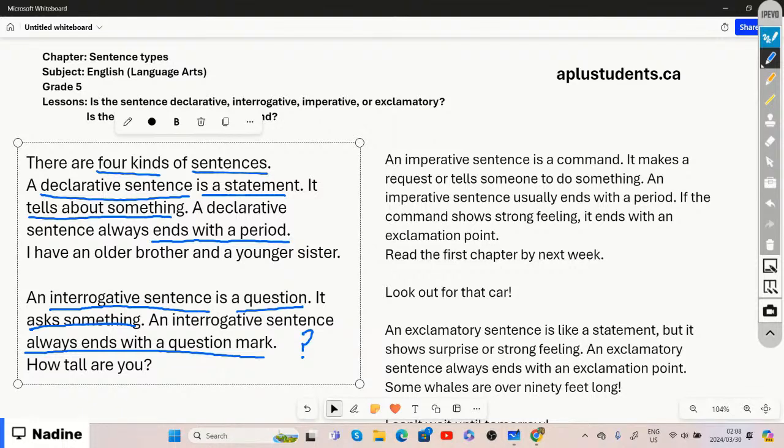All right. So far we have a declarative sentence and an interrogative sentence. The declarative sentence is a statement, just telling someone something. And the interrogative sentence is a question and it asks something. An interrogative sentence always ends with a question mark. Then we have an imperative sentence.